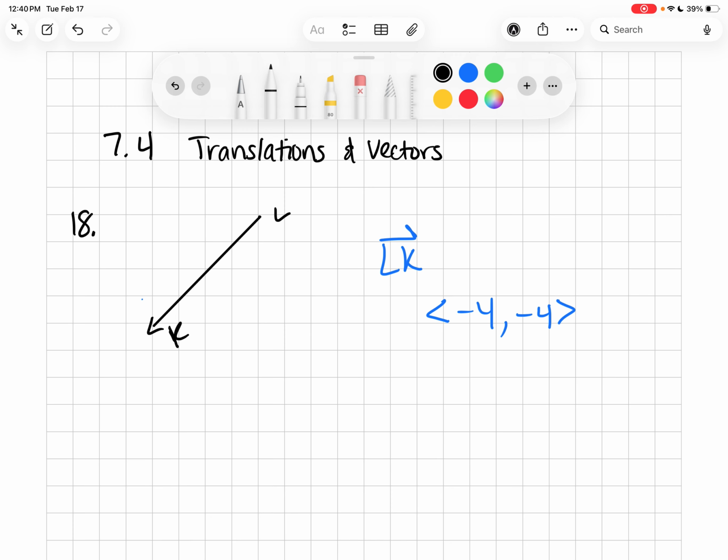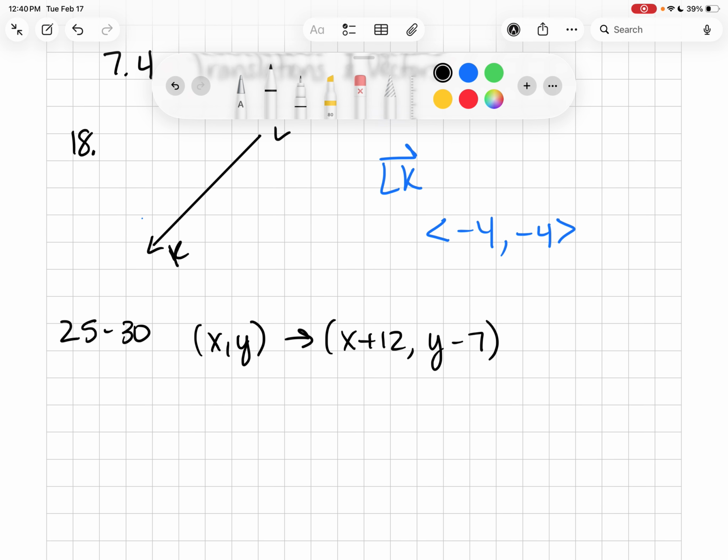The next ones for 25 through 30 say to consider the translation defined by the coordinate notation (x, y) to (x plus 12, y minus 7). And so then for 26, it says, what is the image of (-1, -2)?